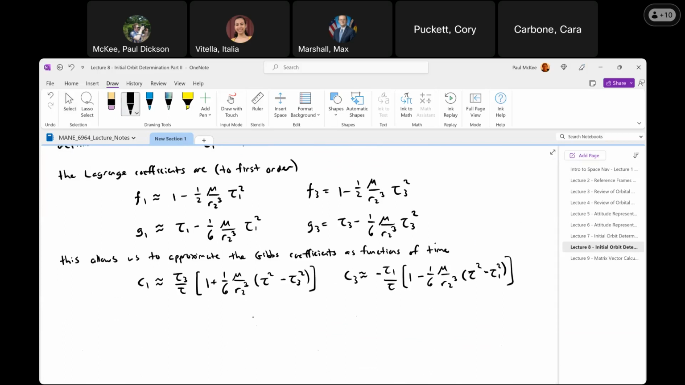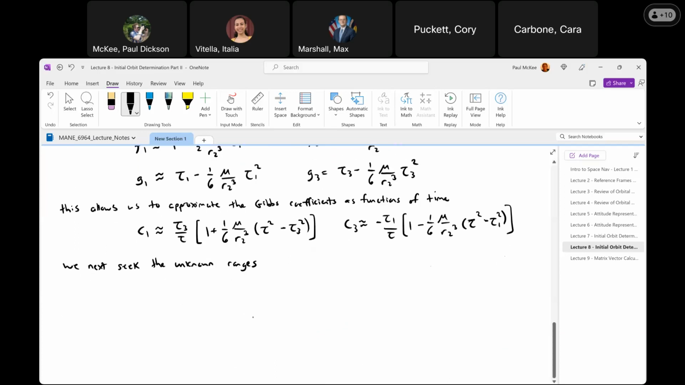We're going to pivot now to talk about the unknown ranges. We next seek the unknown ranges, rho 1, rho 2, and rho 3. We'd like expressions for those. And so again, without derivation, I'm just going to show this to you here. Rho 1 is equal to 1 over D naught times negative D11 plus 1 over C1 D21 minus C3 over C1 D31.